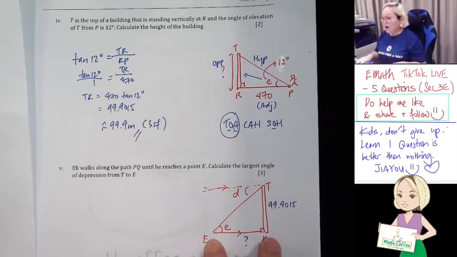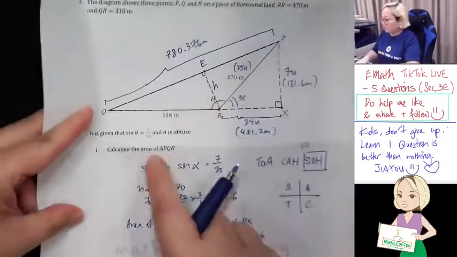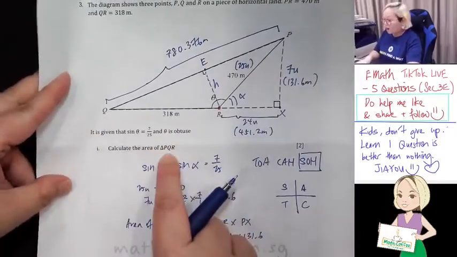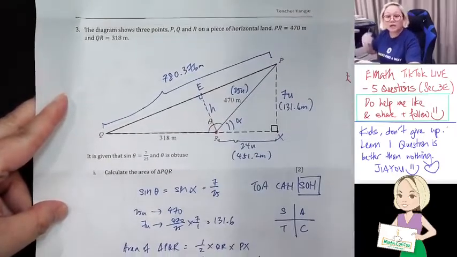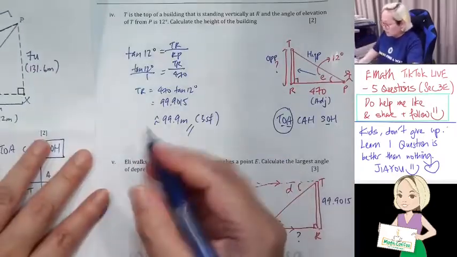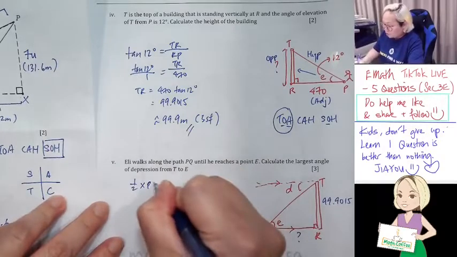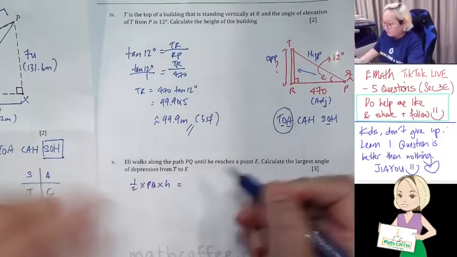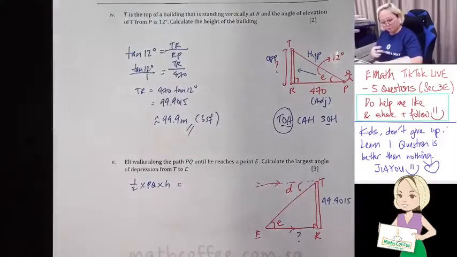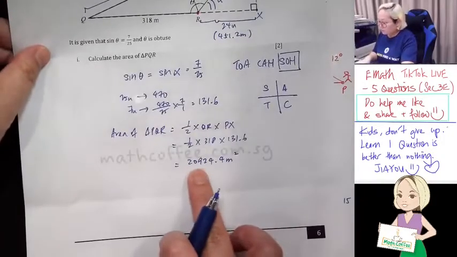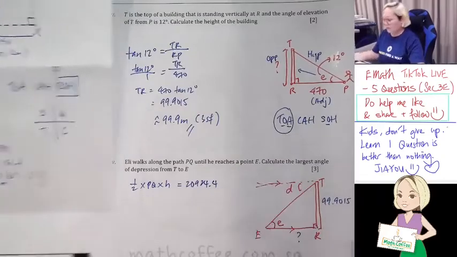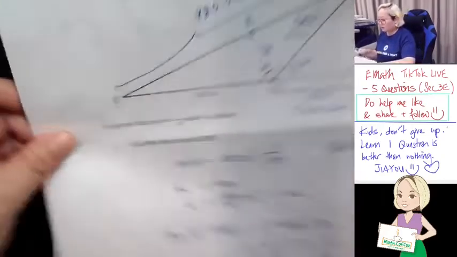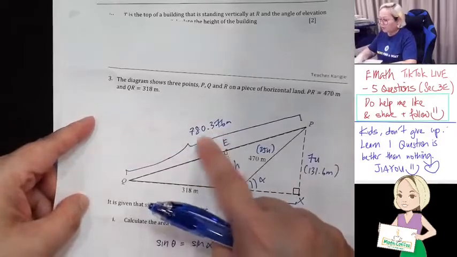So in order to find ER, I'm going to use the area formula. Do you agree the area of triangle PQR is also half times PQ times this perpendicular height, which will give me the same area? So I will write here: half times PQ times the height will give me the same area, which is 20924.4. And PQ previously we already found, which is 780.376.